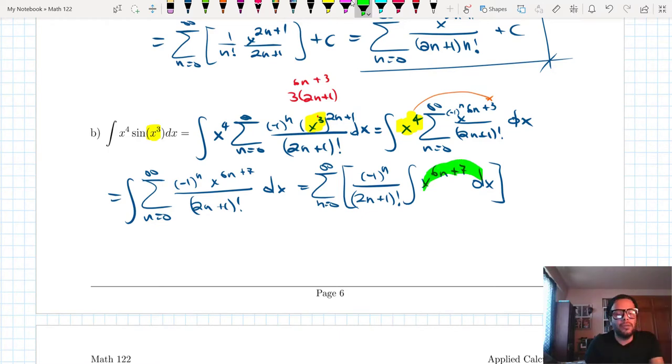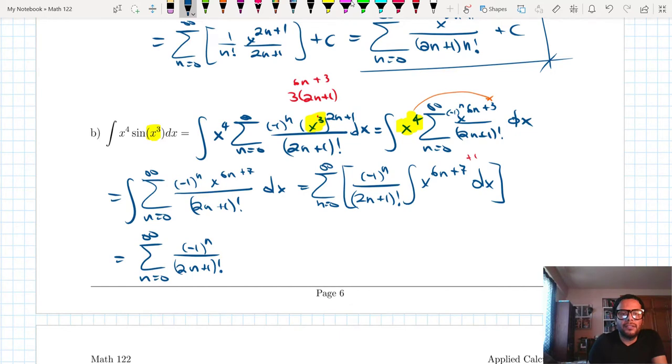So all we focus on is this integral right here. To add 1 to the exponent and divide by the new exponent. So if we add 1 to the exponent, what do we get? Plus 1, that's a plus 8. We get a plus 8. So n equals 0 to infinity, -1 to the n over 2n plus 1 factorial times x to the 6n plus 8, add 1, 6n plus 8. Do that in the denominator as well.